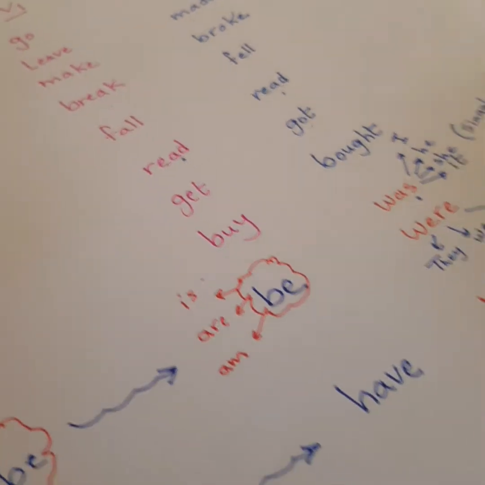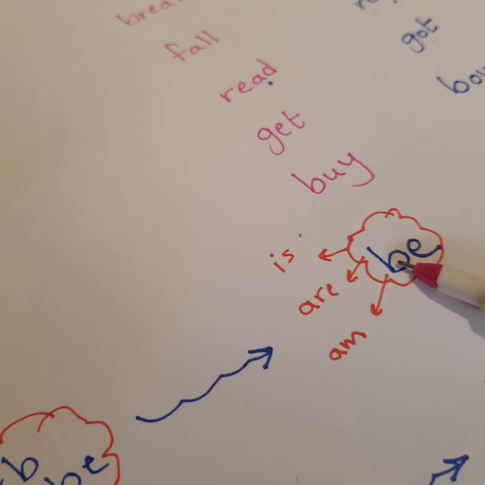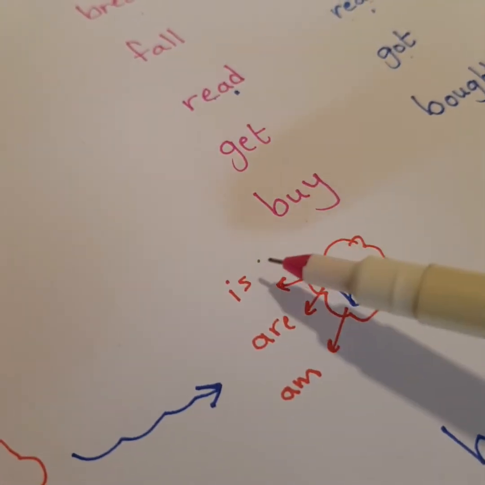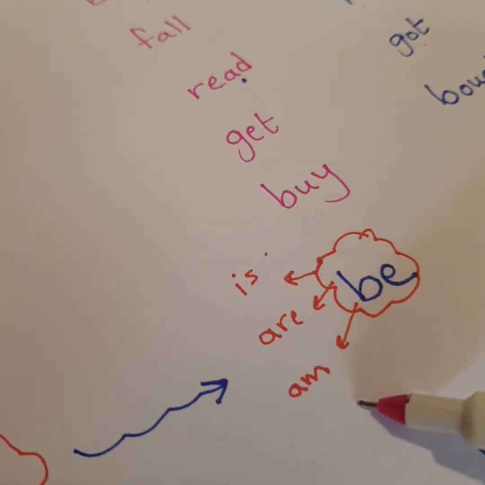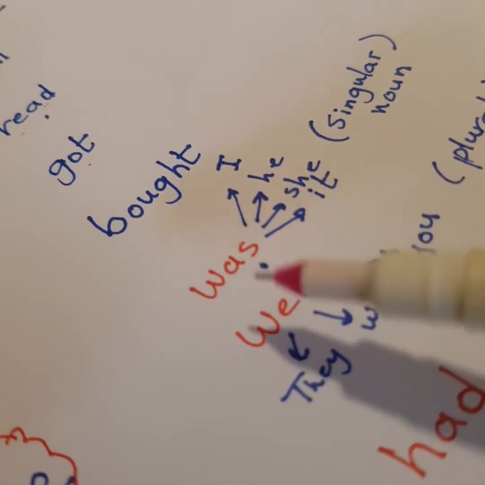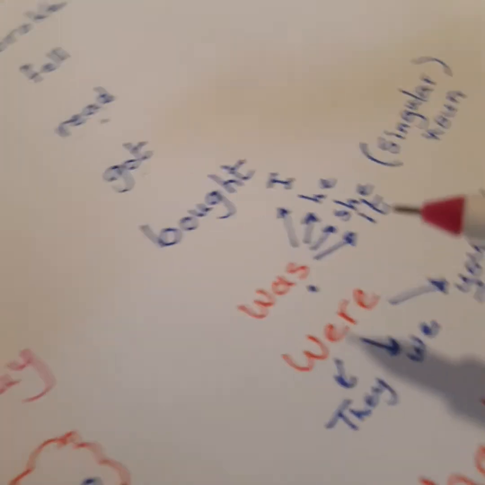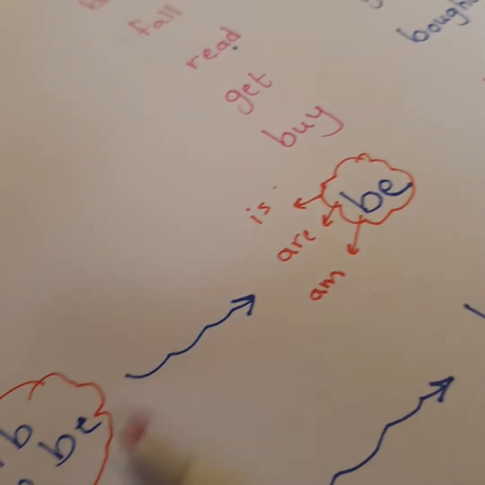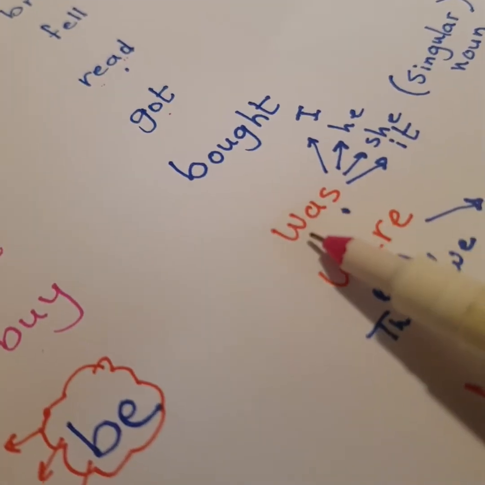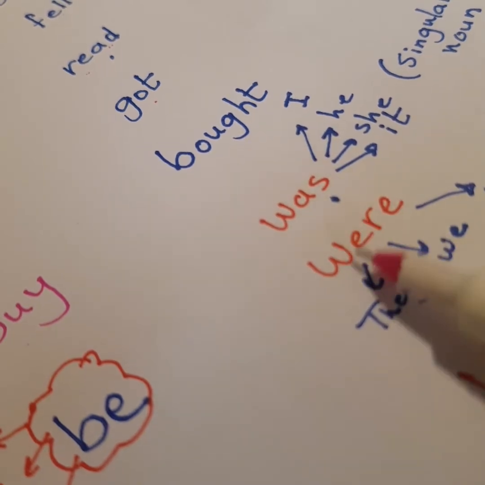Okay, let's move to verb to be. Verb to be in the present or in the verb 1: the family be is, are, and am. In the past it becomes was and were. So verb to be in the present is, are, am, but in the past it becomes was and were.